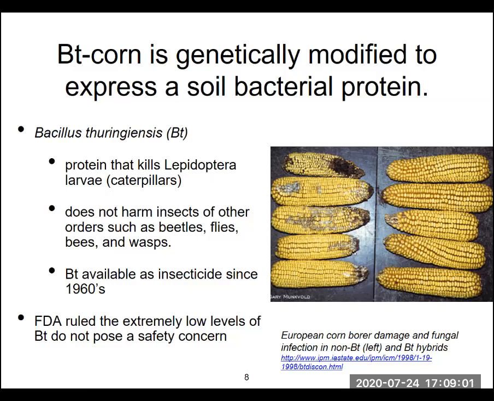Now, the Food and Drug Administration has taken a look at it and says that the concentration of BT in this corn, or the concentration of BT that's sprayed on the corn, is relatively low.